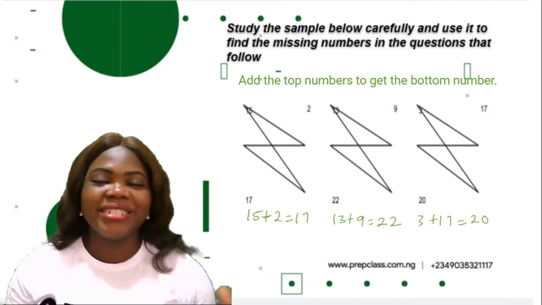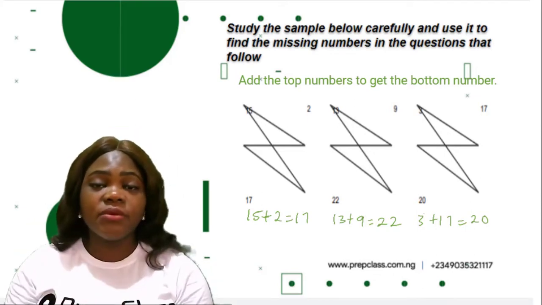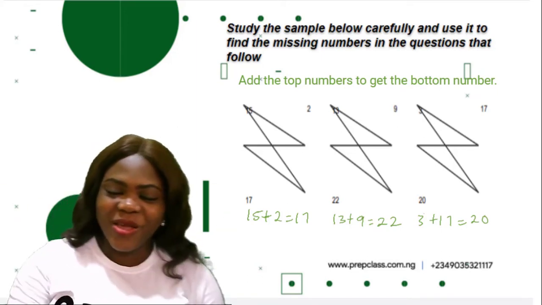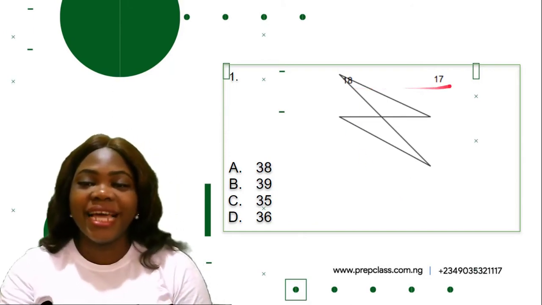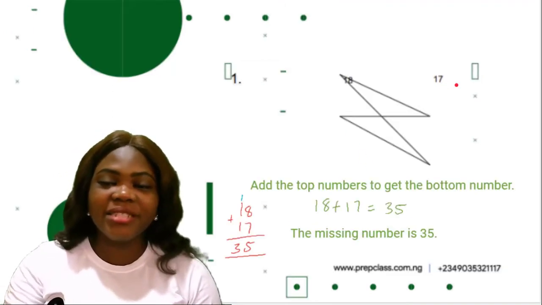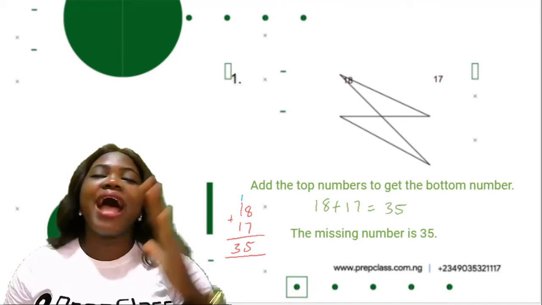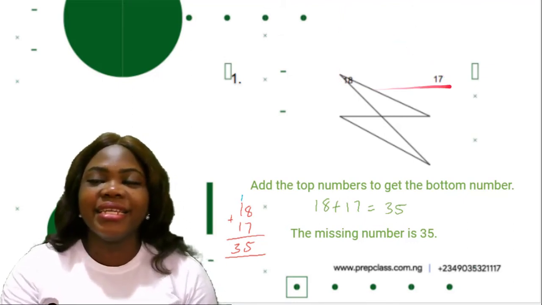That's all. Now that we've been able to find out how the samples are gotten, we can go ahead and answer the questions. Question 1, we have the two top numbers as 18 and 17. Let's do that. Remember, from the samples, to get the bottom number, we add the two top numbers. The two top numbers here are 18 and 17.